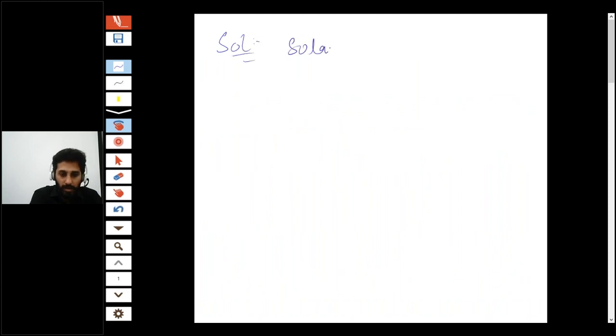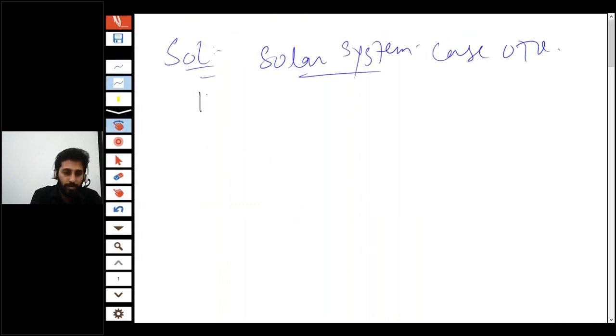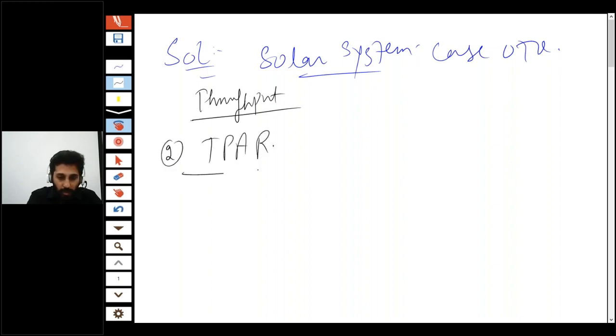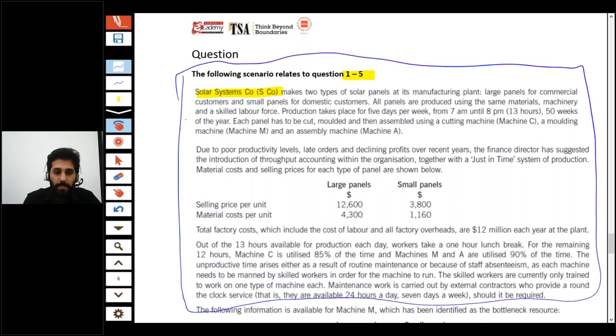That is the Solar System case OTQ, throughput. Now for option number one, it was clearly over there. It's number two where we need to calculate TPAR. And you all know how to calculate TPAR, that is return per hour and conversion cost per hour. Now simply moving towards this question, please read this question very quickly. Have a quick look at this question.